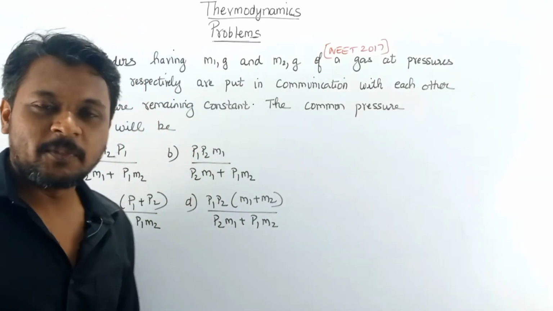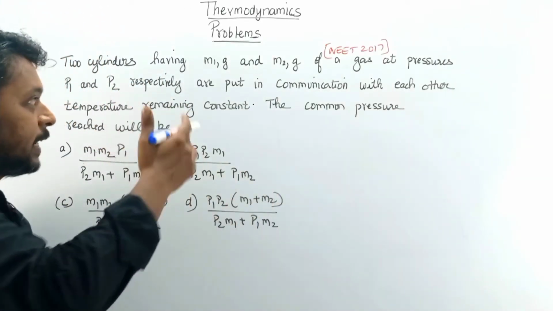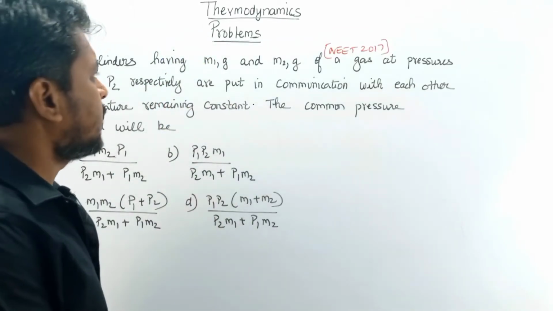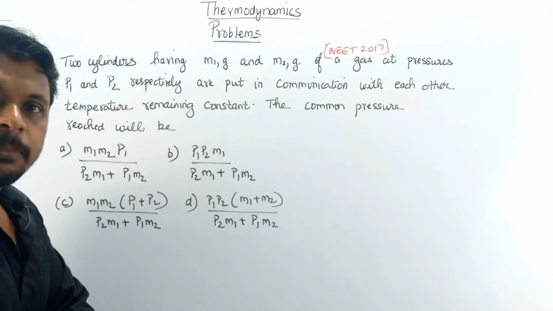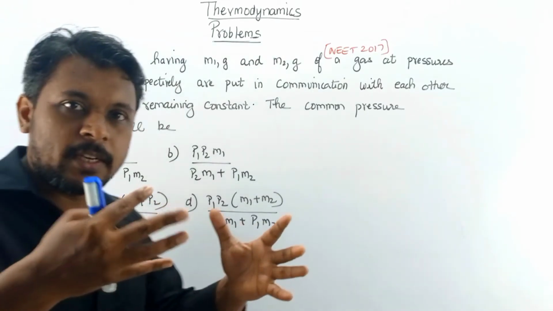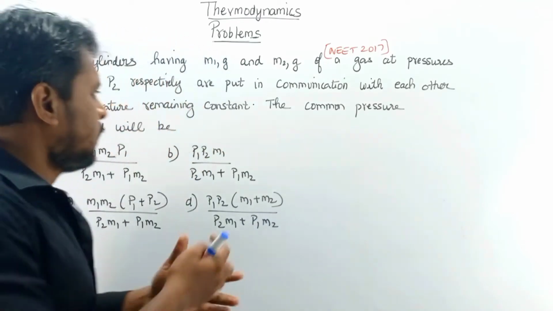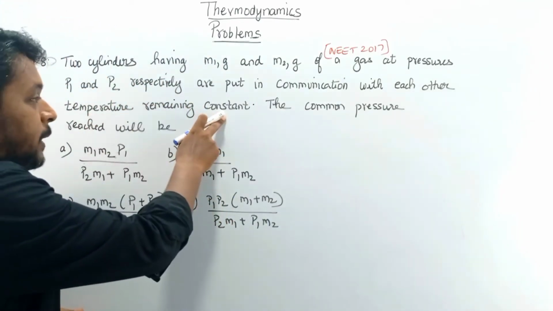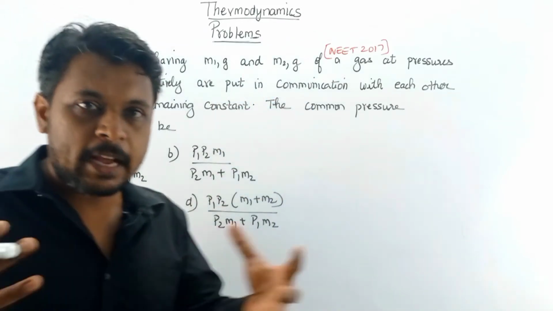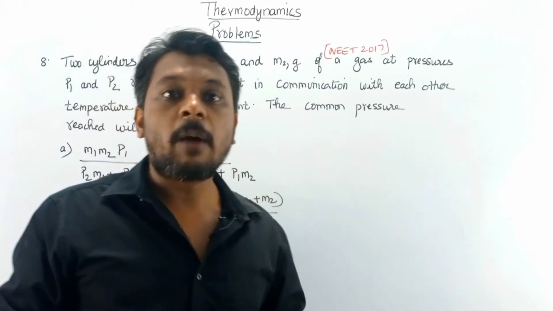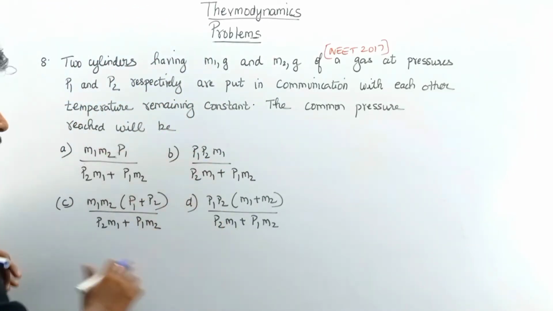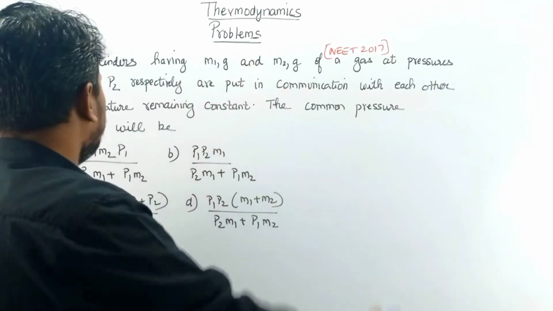Okay, your eighth problem. In this problem, they are given two cylinders containing masses m1 gram and m2 gram of a gas at pressures P1 and P2 respectively. They are put in communication with each other, that is, combined together, keeping the temperature constant. What will be the common pressure reached? They have asked for the expression for the pressure, and they have given four options. So, they are given two gases.